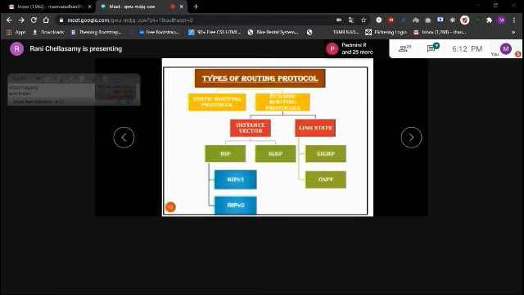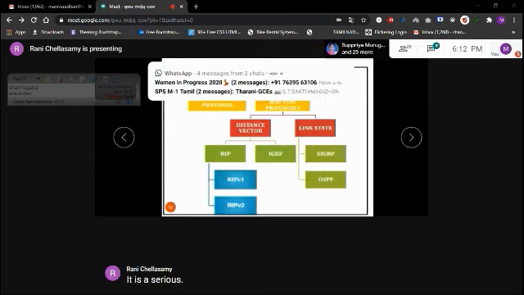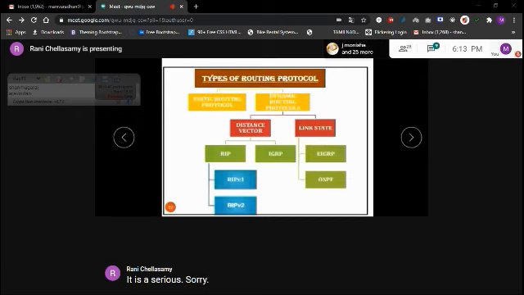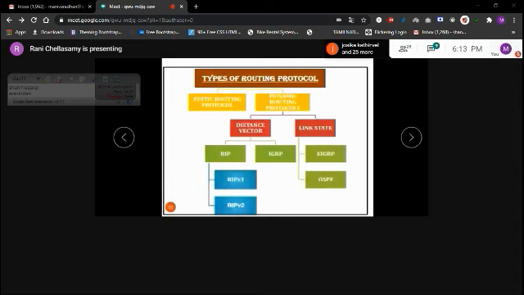Under RIP, that is Routing Information Protocol, there are two versions available, V1 and V2. And under link state, you can have EIGRP, that is Enhanced Interior Gateway Routing Protocol, and OSPF. OSPF is the Open Shortest Path First protocol. So these are the classifications of routing algorithms also, static routing and dynamic routing.